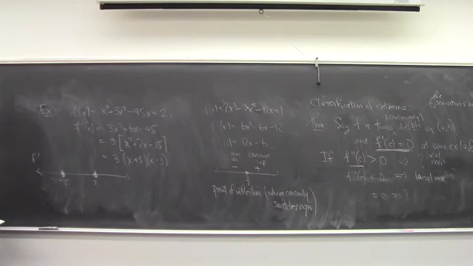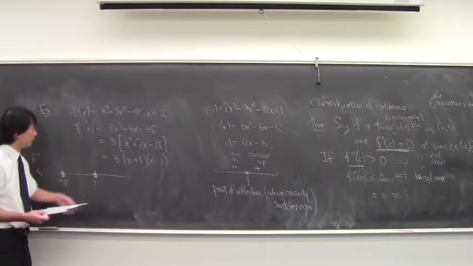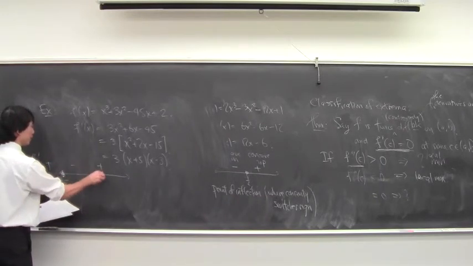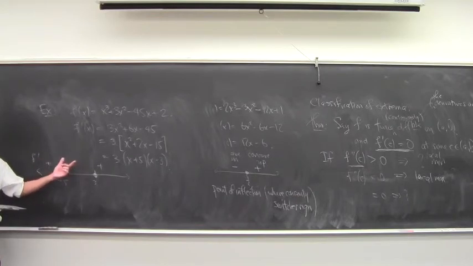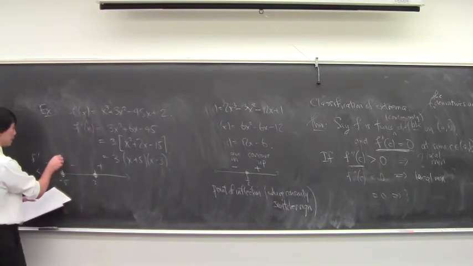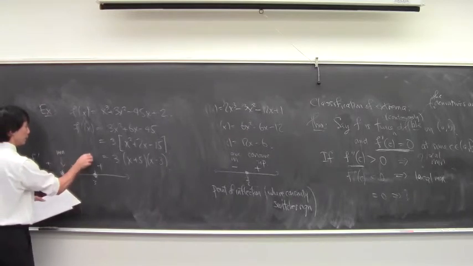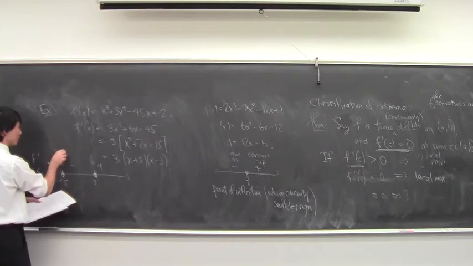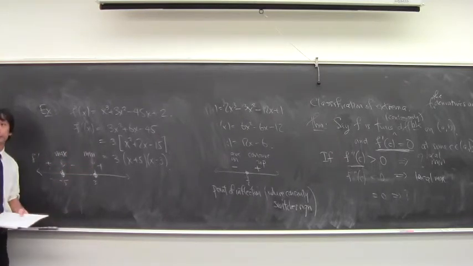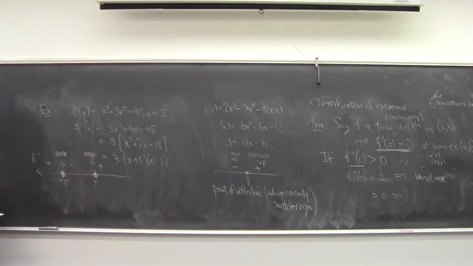And the last time, we figured out what these things were by using the first derivative test. We said, well, look, the derivative is positive here, negative here, and positive here. So this must be a max, and this must be a min. Okay. So that was using the first derivative test.